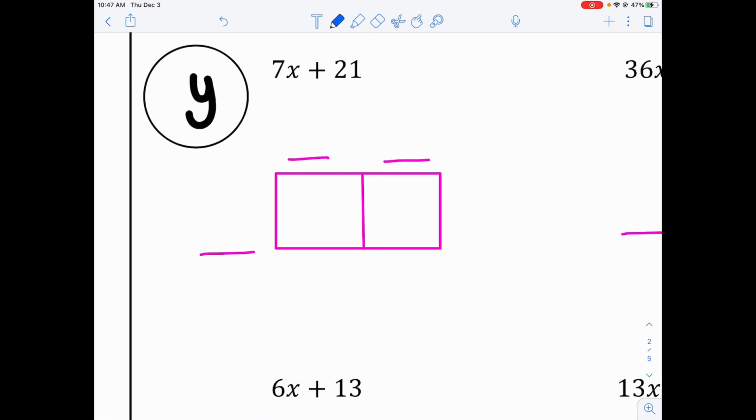So looking at my first one, I split my terms. 7x goes in the first box and plus 21 goes in the second box. I am looking for the biggest factor I can pull out of 7x and 21. The biggest factor that I can pull out of both is a 7. So now I divide to get what goes above the boxes. 7x divided by 7 leaves me with 1x, or I can just write x. And a positive 21 divided by 7 leaves me with a positive 3.